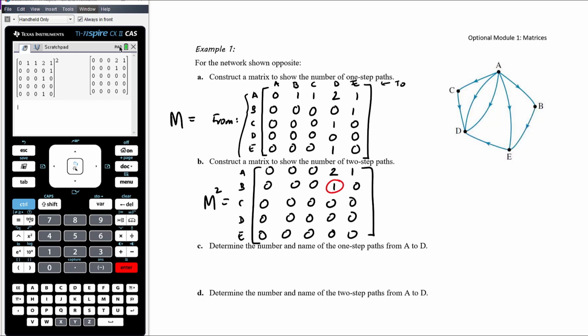Okay. All right, so determine the number and name of the one-step paths from A to D. Okay, one-step paths from A to D. There are 2 paths. So the one-step paths we're looking back up in this matrix, that's A to D, and those 2 paths, by naming them, we're just naming the path. It's literally A to D and A to D. It's just that there's 2 different paths.